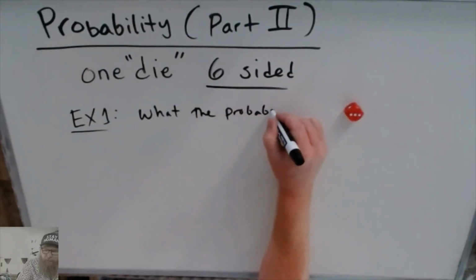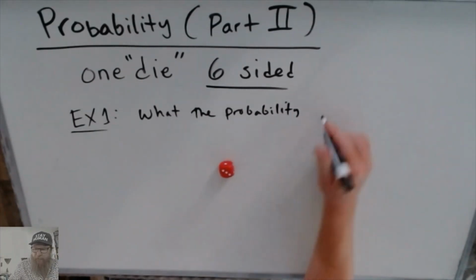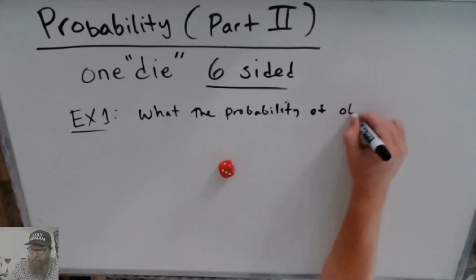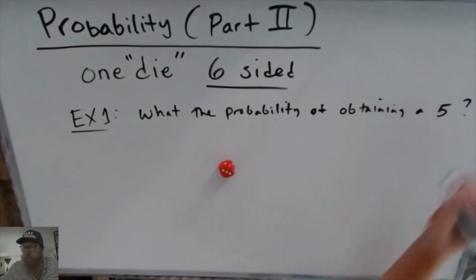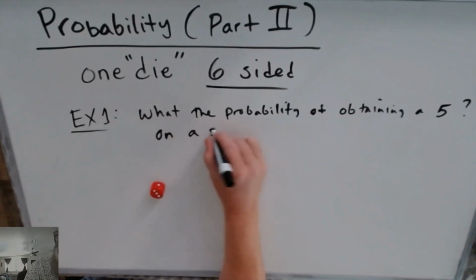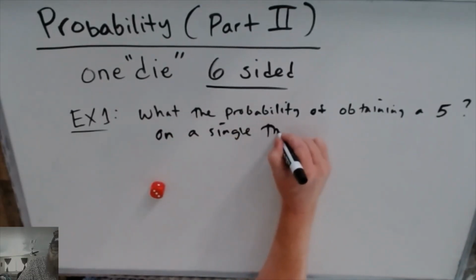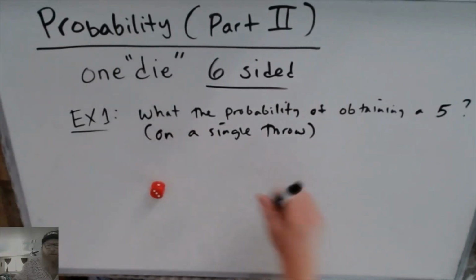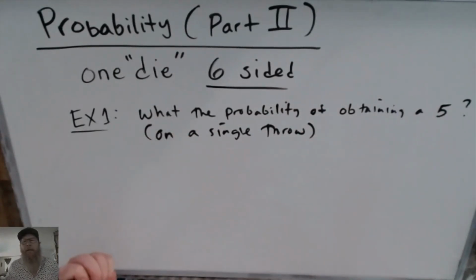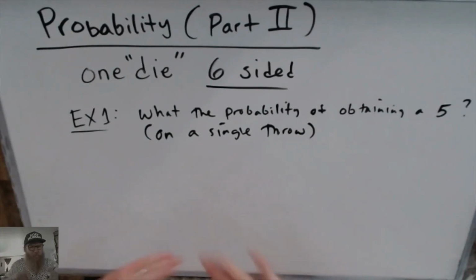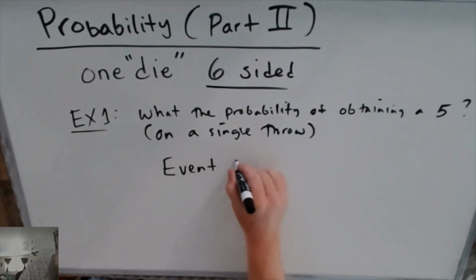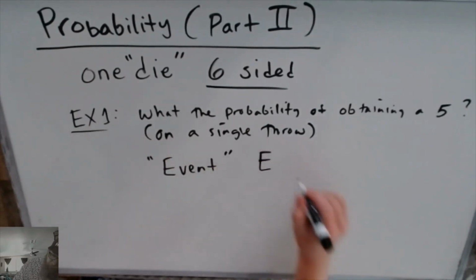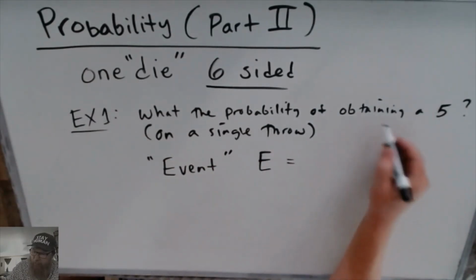What is the probability of obtaining a 5? Of course, on a single throw. I think that's obvious. I'm only going to throw the die one time. Okay? Now, just to demonstrate the event and the formula for probability, we have an event E. E would be obtaining a 5.